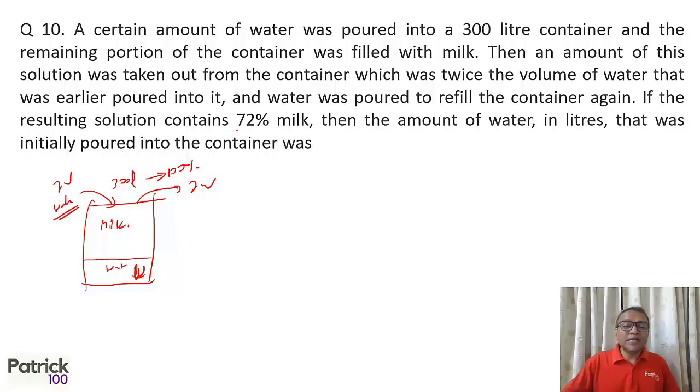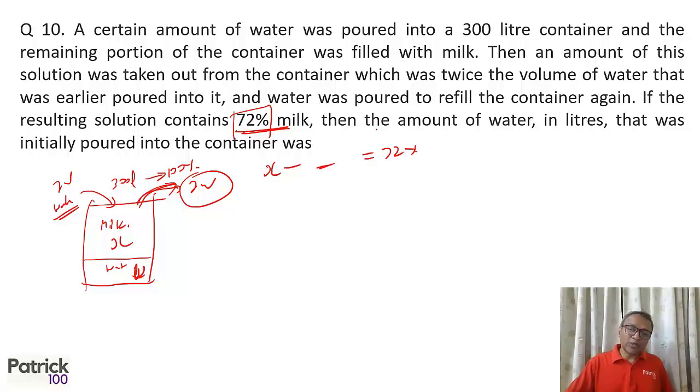They said finally milk is 72%. How does this 72% come out? Let's say milk is X. The X amount of milk minus some percentage of milk you remove gives you that 72%. X% of milk is there initially, minus what you have removed. Because you added water, no milk is added further, but you have removed some amount of the 2W amount of liquid. From that you get 72%.